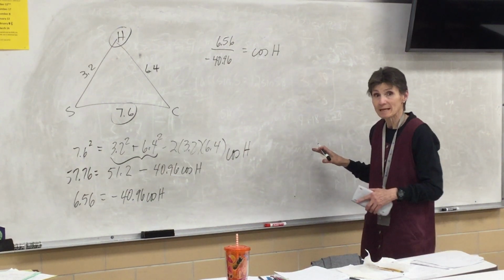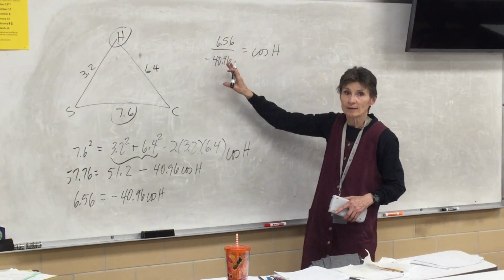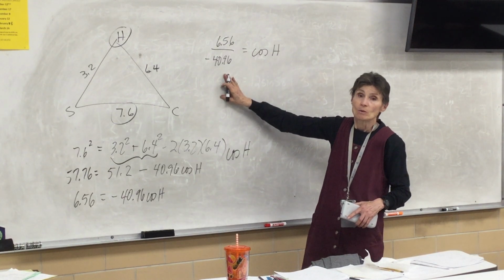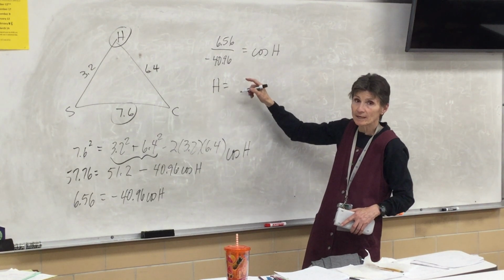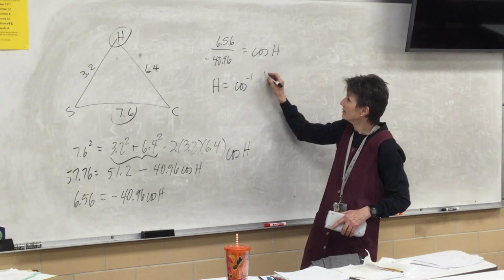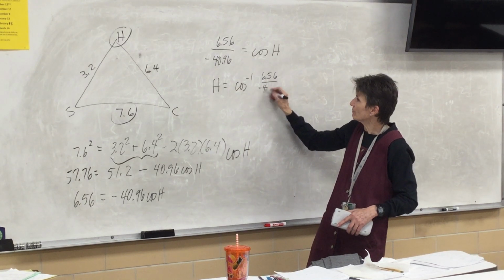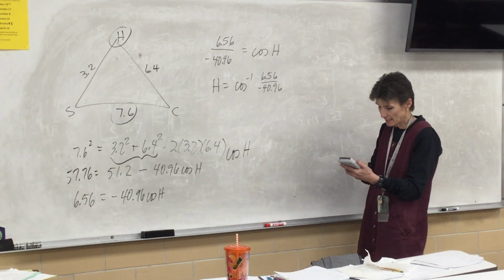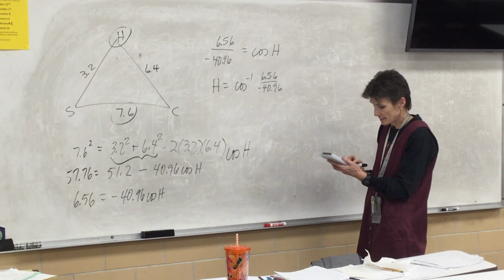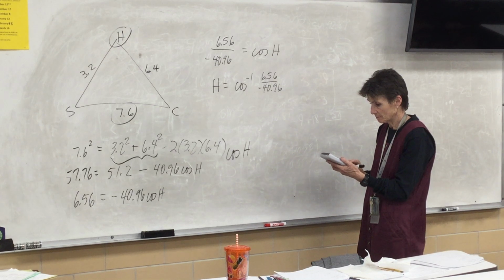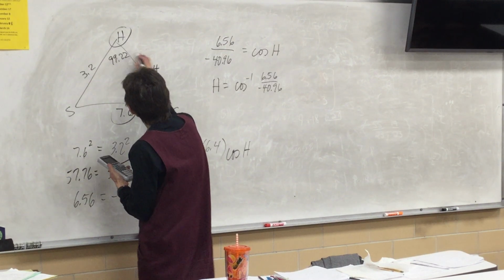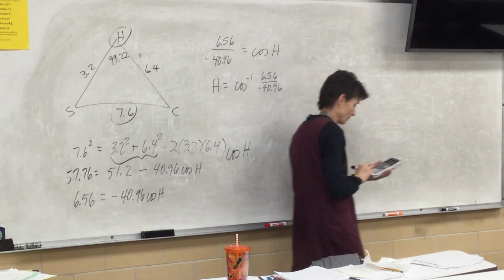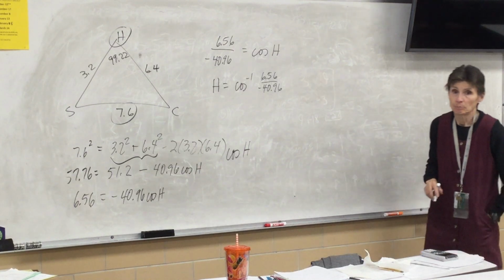Now, we're right where we were a second ago. This is not the answer to the question. This is the cosine. We want H. So H will equal, second cosine, 6.56 divided by negative 40.96. And I got 99.22. So angle H is 99.22.